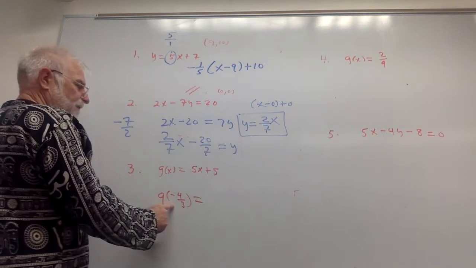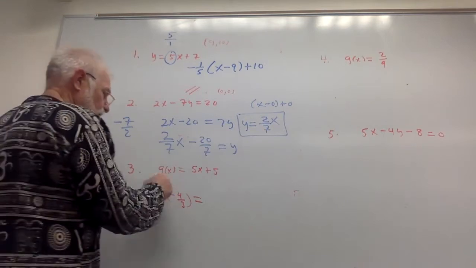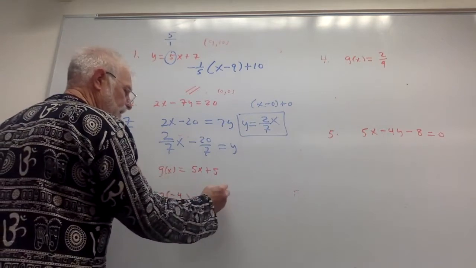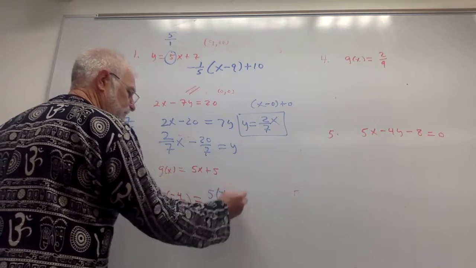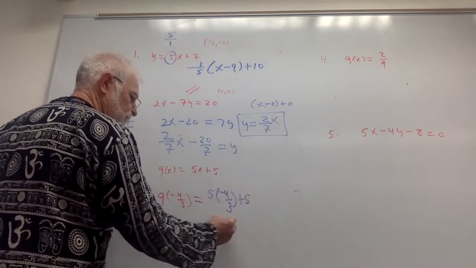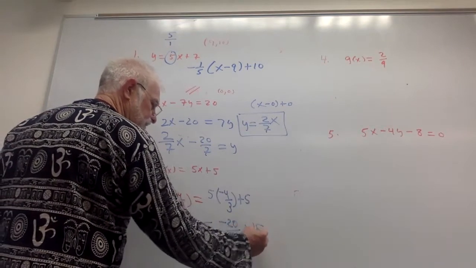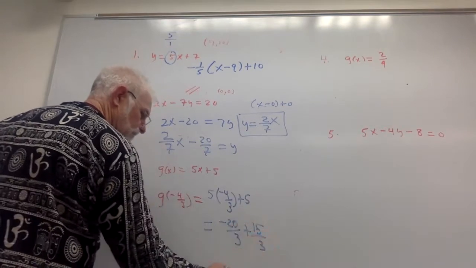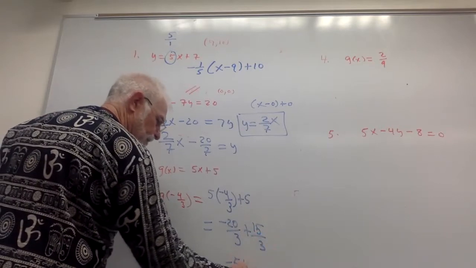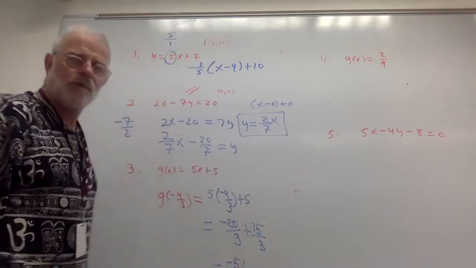Now we're going to evaluate 5x plus 5 for minus 4/3. So 5 times minus 4/3 plus 5 is equal to minus 20/3 plus 15/3, which is equal to minus 5/3. I hope we've gotten a lot better with our fraction work during the course of the semester.